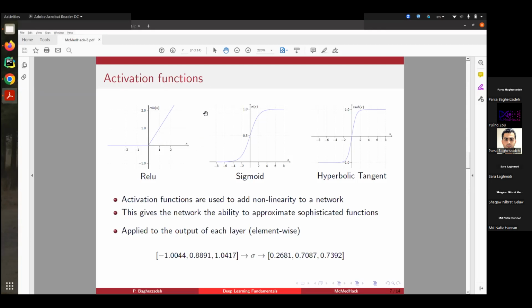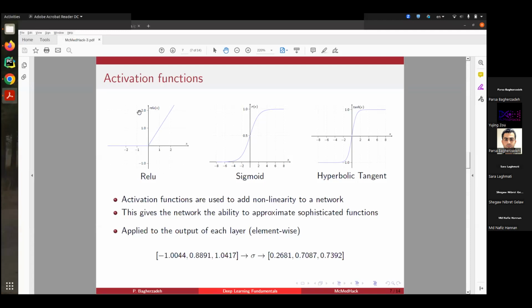From minus infinity to 0, it is 0, and from 0 to plus infinity, it is a linear function, and the function expresses y equals x. But overall, it's a non-linear function. So the use of such activation functions and non-linear functions gives the network the ability to approximate more sophisticated functions, the functions that are potentially non-linearly separable.